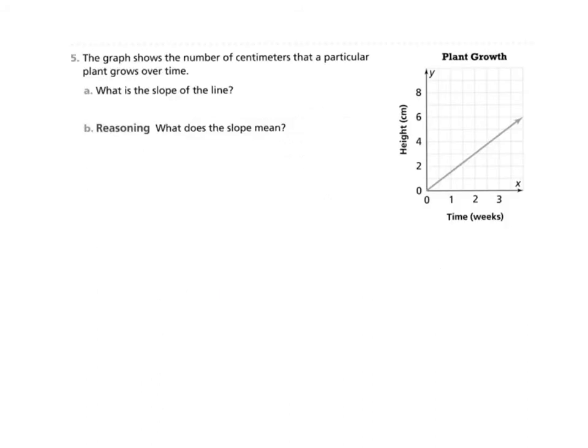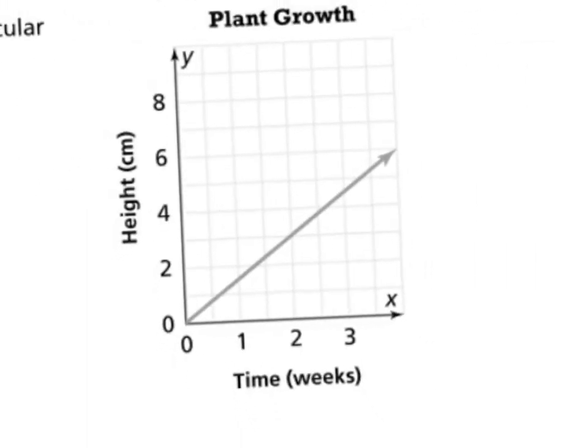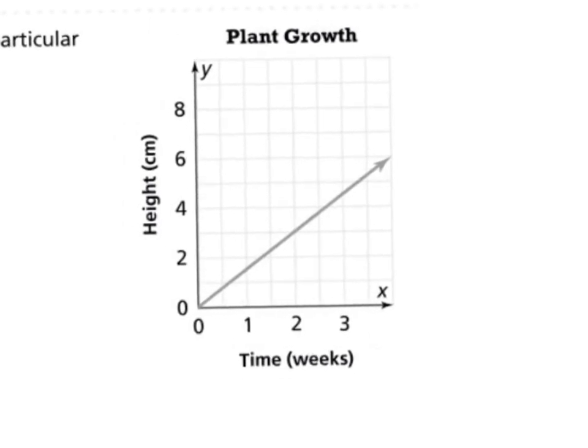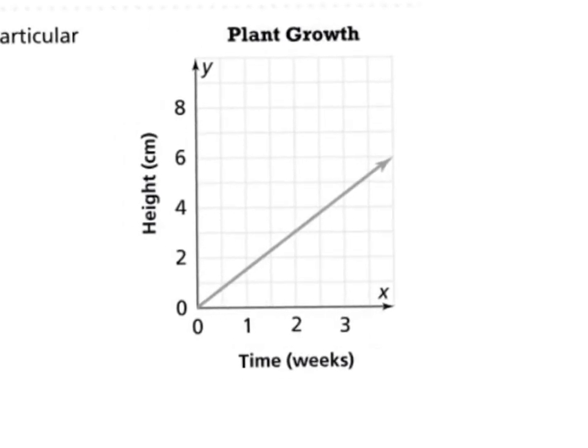Number 5, graph shows the number of centimeters a particular plant grows over time. What is the slope of the line, and what does the slope mean? So first thing we know is we're going to have to look at the graph and find 2 points that the line goes through. So one point that the line goes through is 2, 3. And another point right on the edge here actually would be 4, 6.